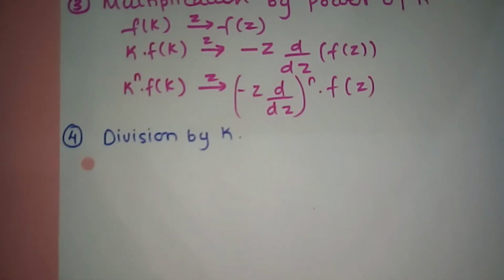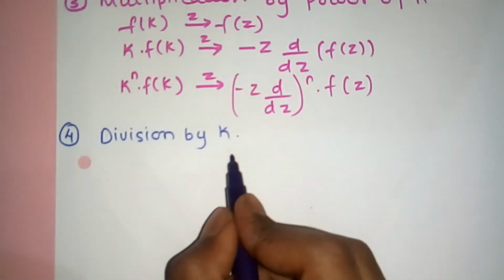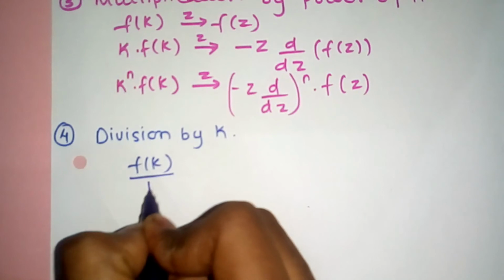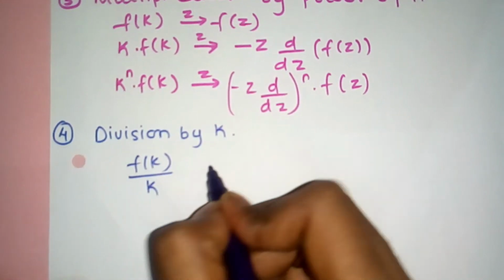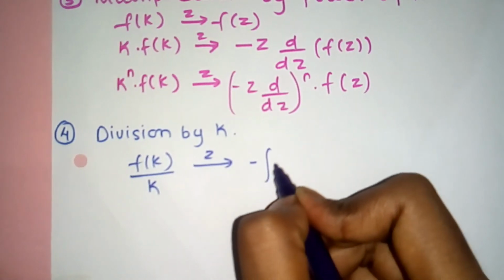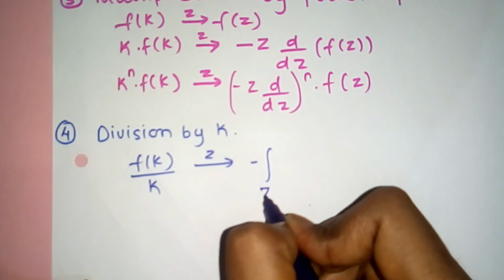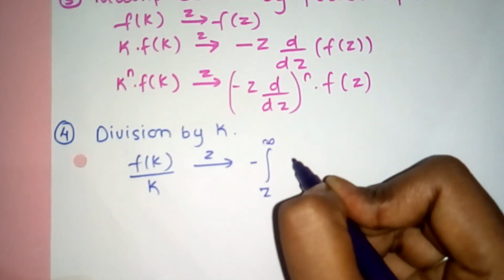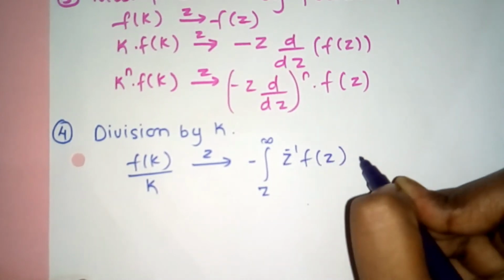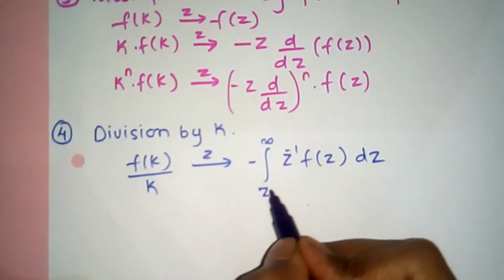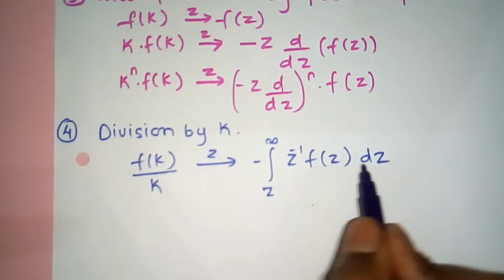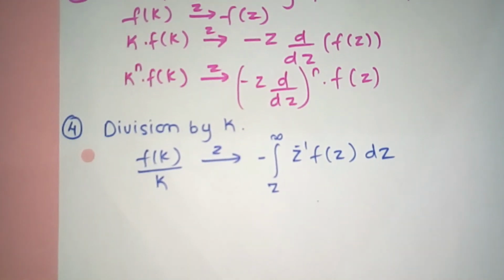The fourth property of Z transform is division by k. When we have f of k upon k, the Z transform will be minus the integration from z to infinity of z inverse f of z dz. This is the division by k property.